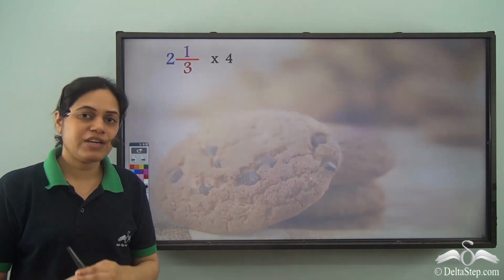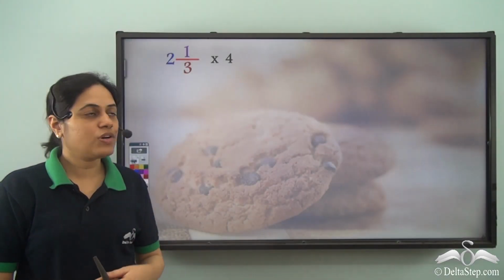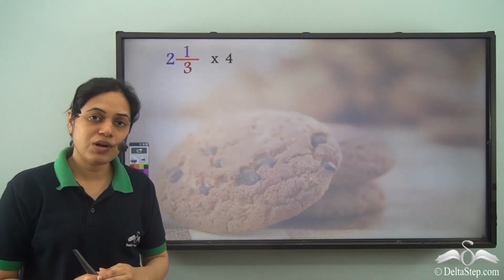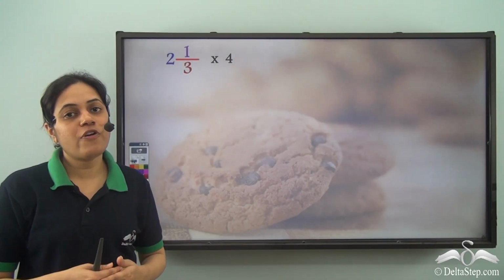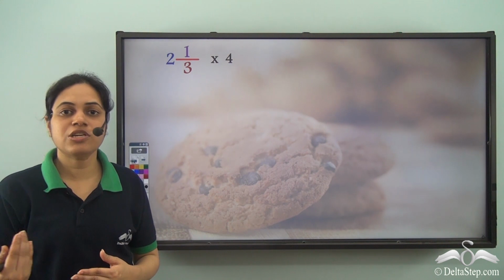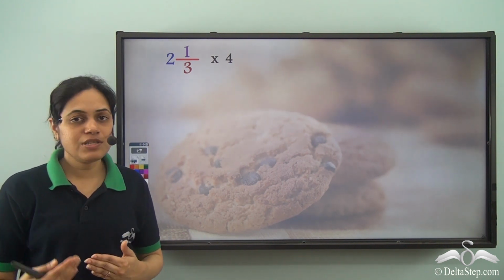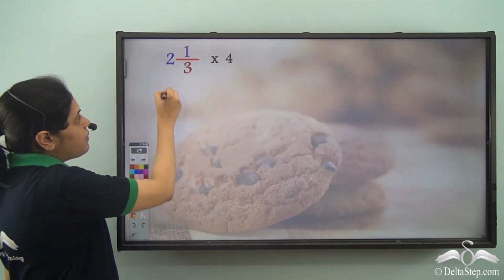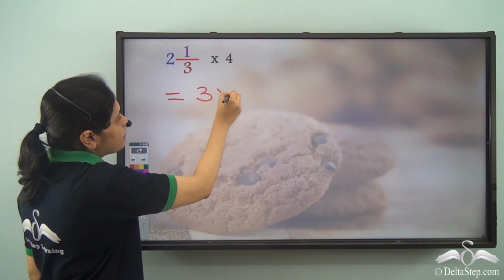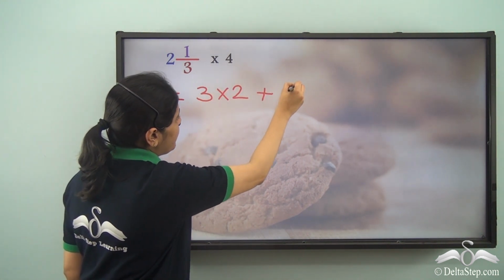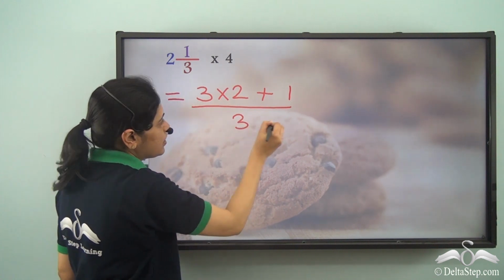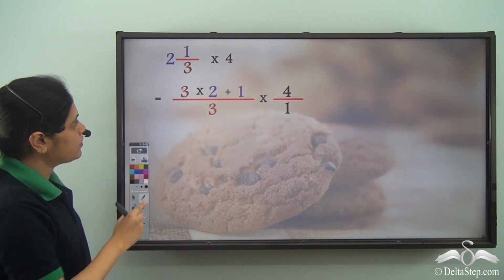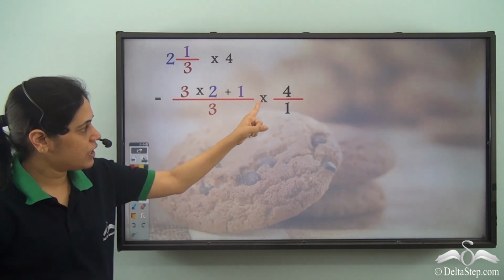Like in the case of addition and subtraction, first we need to convert this mixed fraction to an improper fraction. So, whenever we want to work with mixed fractions, that is, we need to perform some operations like addition, subtraction, multiplication, we first need to convert it into an improper fraction. So, 2 1 by 3 is (3 into 2 plus 1) by 3. This fraction is multiplied by 4.